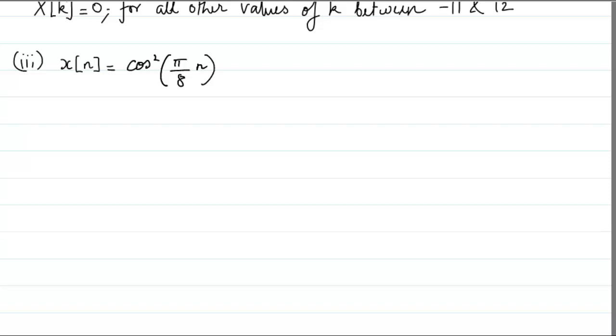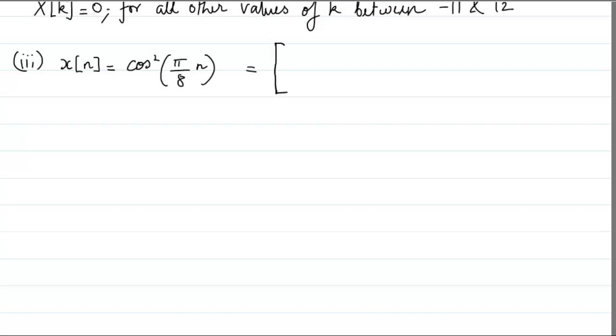Next is x of n is equal to cos square pi by 8n. See, one of the ways is we expand it with the relation that cos square theta can be written as 1 plus cos 2 theta divided by 2, and then split it up as 1 by 2 and cos 2 theta by 2, and then follow, just like we have done previously. Or what we can do is we can take the Euler's relationship and then take the square of that.